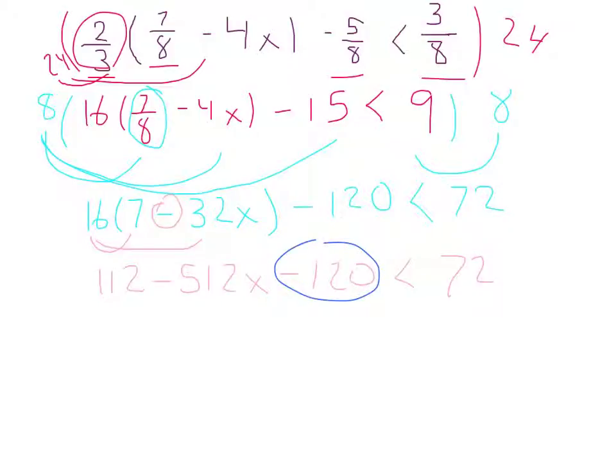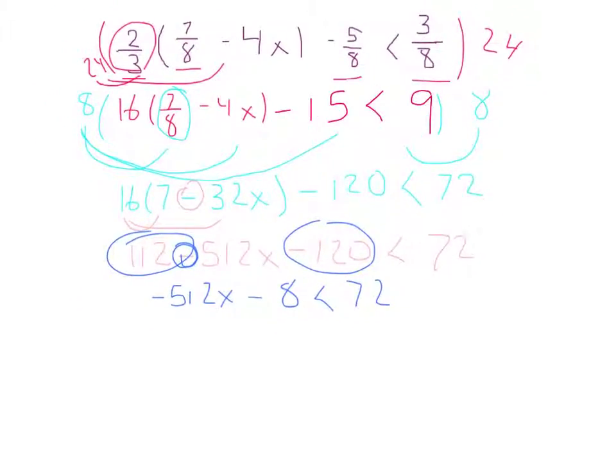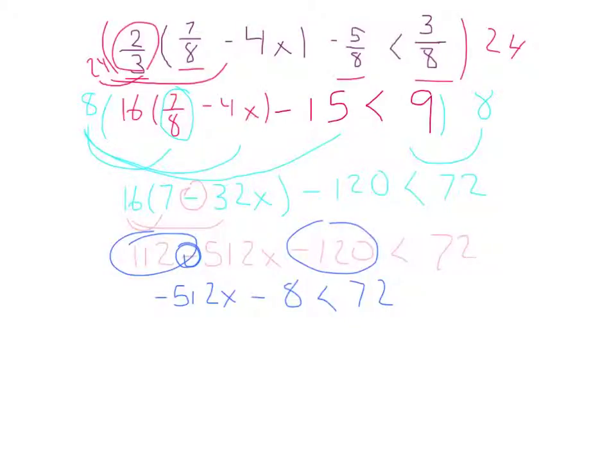And then you combine these like terms, and that makes it minus 512x minus 8 is less than 72, because you keep the symbol in front of it. And then, because to solve we have to get x alone, we do plus 8, and we have to do that to both sides. So then we get negative 512x is less than 80.